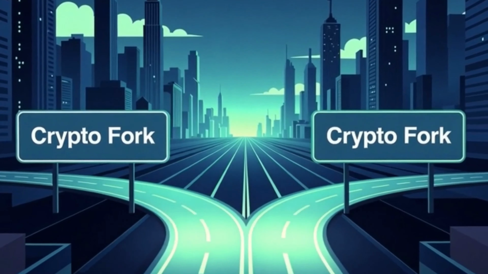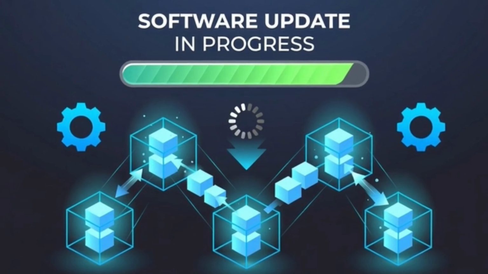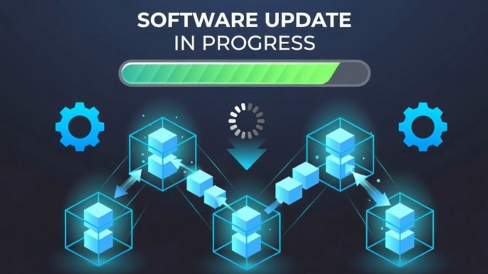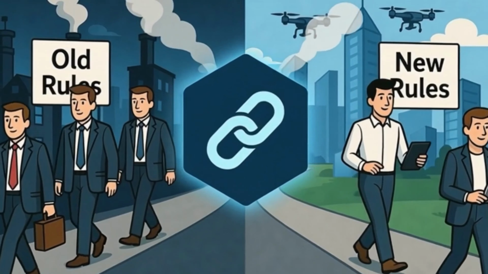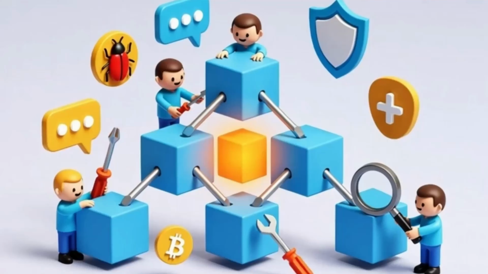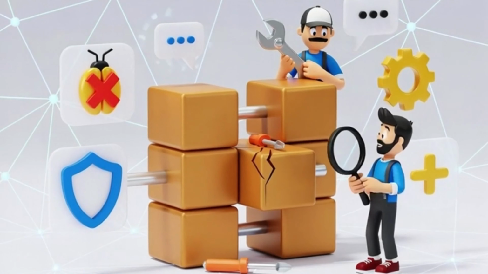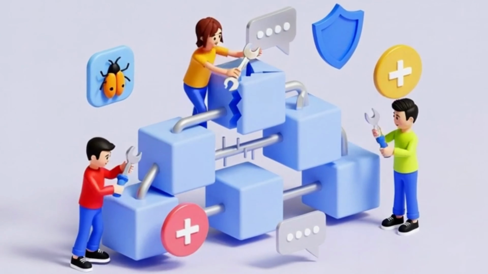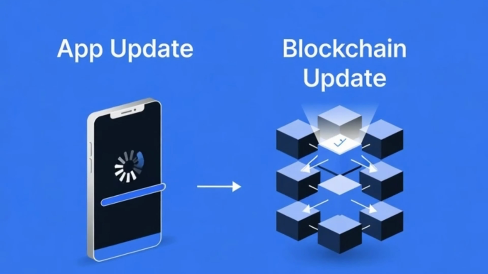Think of a crypto fork like a road splitting into two directions. A fork happens when a blockchain changes its rules, like updating software. Some people follow the old rules and others follow the new rules. That split, that's called a fork. Crypto forks usually happen to fix bugs, improve security, add new features, or fix disagreements in the community. Just like apps update, blockchains need updates too.